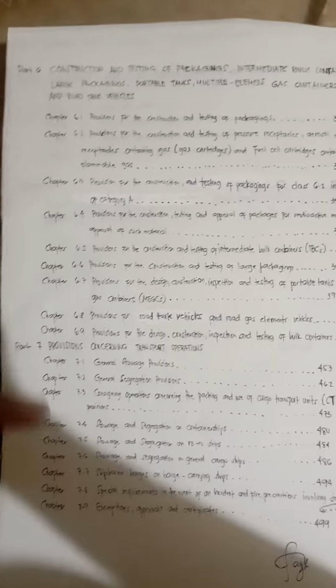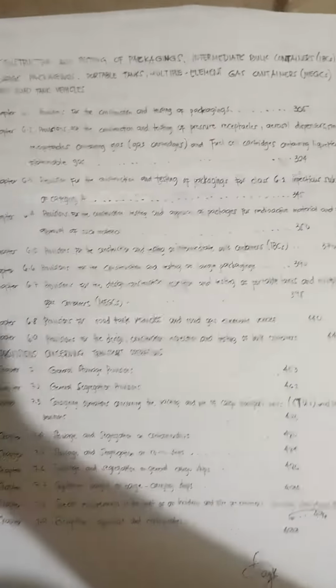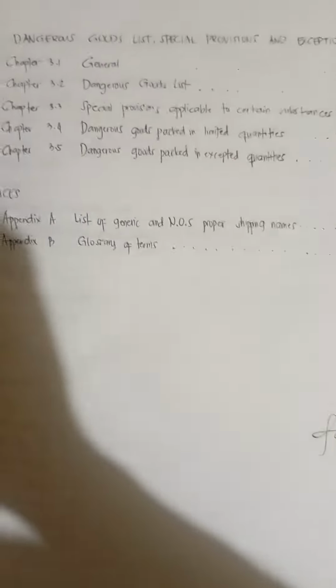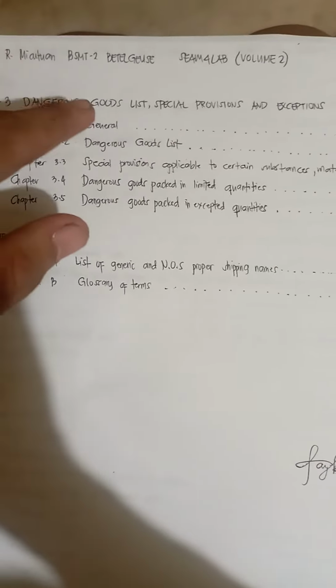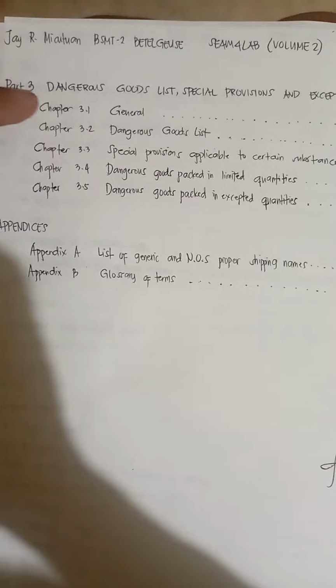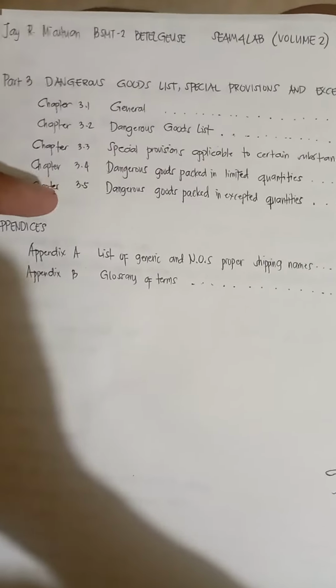Until Part 6, under chapters, under subjects, until Part 7. And in Volume 2, we have Part 3. The chapter is Dangerous Goods, and Part 3 is Dangerous Goods, and we have 5 chapters, and the Appendices A and B, and their pages, and the IMDG Supplement.